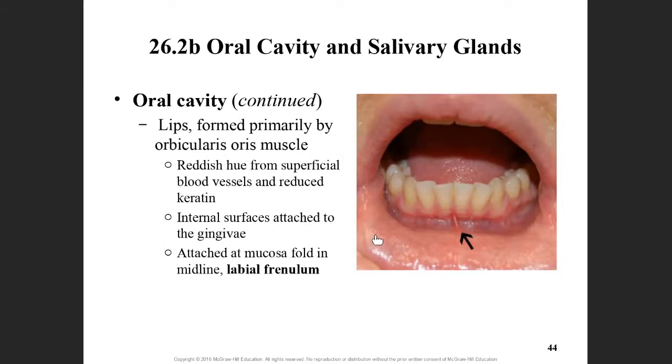The internal surface of the lips is made up of the mucous membrane, and as you see here, it attaches to the gingiva. When we have this attachment in the midline, you can see a mucous fold. This mucous fold is called the labial frenulum. I talked about the vestibule and oral cavity proper. This cavity, which you have between your lips and your cheeks and the teeth, is called the vestibule, and this cavity, where you have your tongue inside between the teeth, is called the oral cavity proper.